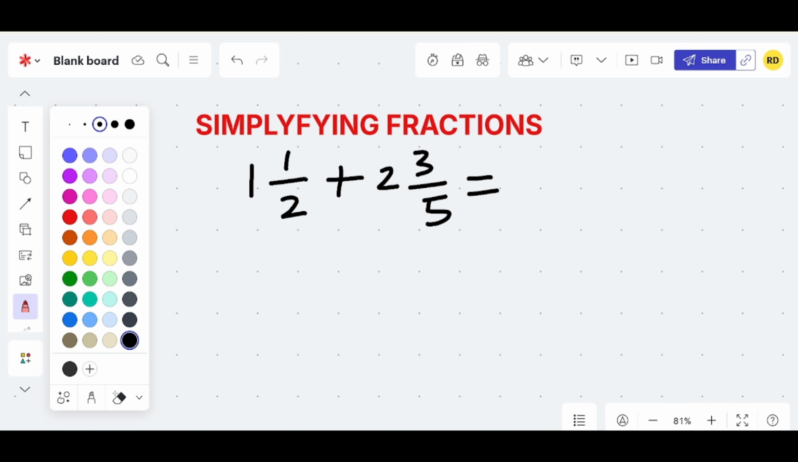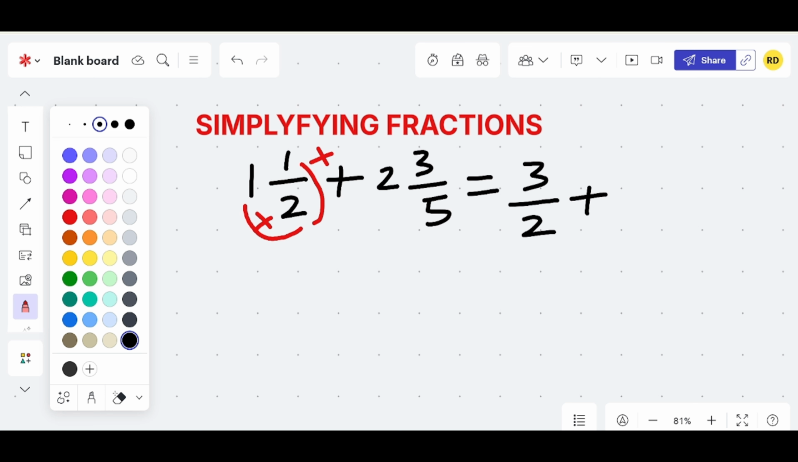fractions. The first step you're going to do is you multiply 1 and 2. So it is 1 times 2. And then you're going to add that to 1. So it's going to be 1 times 2 is 2. 2 plus 1 is 3. So 3 over 2. So that's the first fraction.